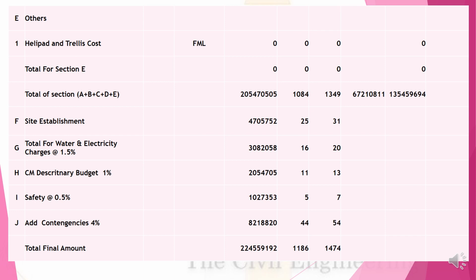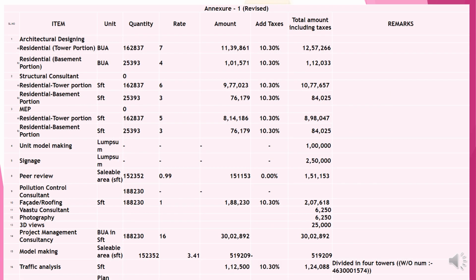How do I derive the figures? You have to check all the attached sheets. Now I am telling you how I derive all these things in a nutshell. Architectural designing: this is the quantity, the rate is so much, the amount is this, taxes 10.3%, and this is the amount. Residential assessment portion, basement portion at the rate of 4 rupees, this much amount. Structural consultant cost in the residential tower, this much the cost. Residential basement portion, this much the cost.